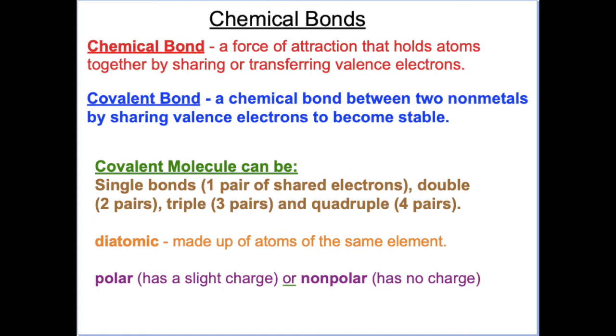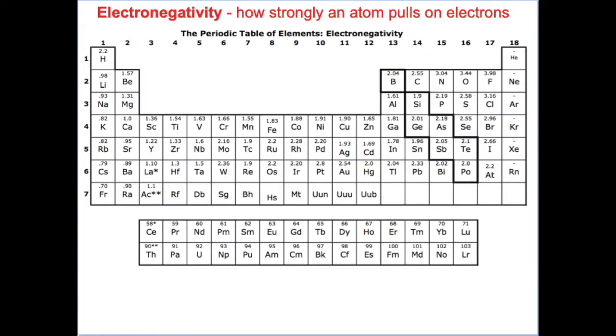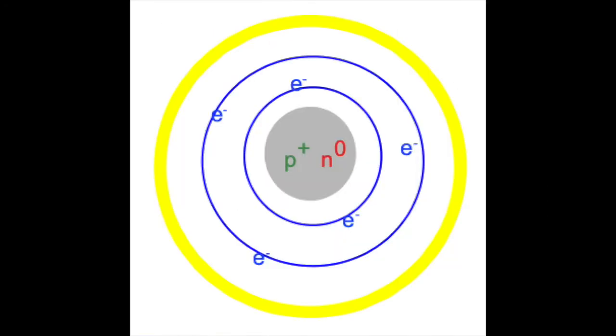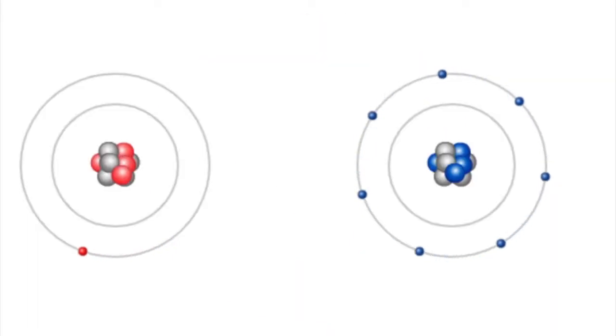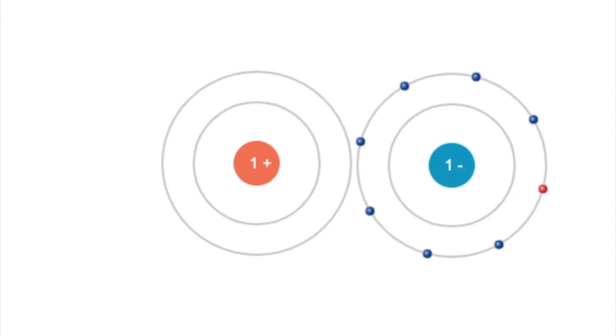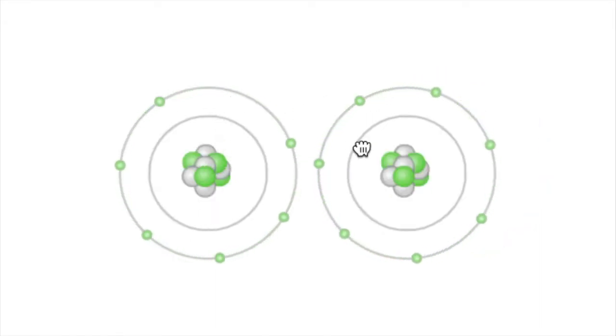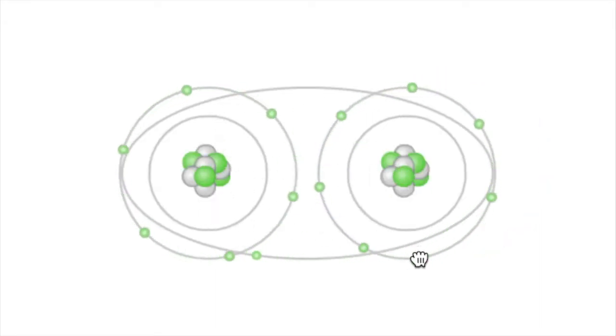To determine if the chemical bond is an ionic bond, a polar covalent bond, or a nonpolar covalent bond, we need to look at the pattern for electronegativity. Electronegativity is basically how strongly an atom pulls on other atoms' electrons. This is really important because we think of atoms as being neutral, but in order to form a chemical bond, the atoms will either transfer or share valence electrons with other atoms and try to fill their outermost shell. This can result in the atom having no charge, a slight charge, or a full charge.